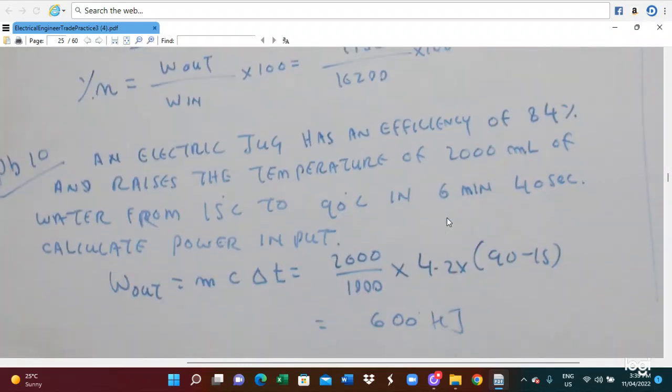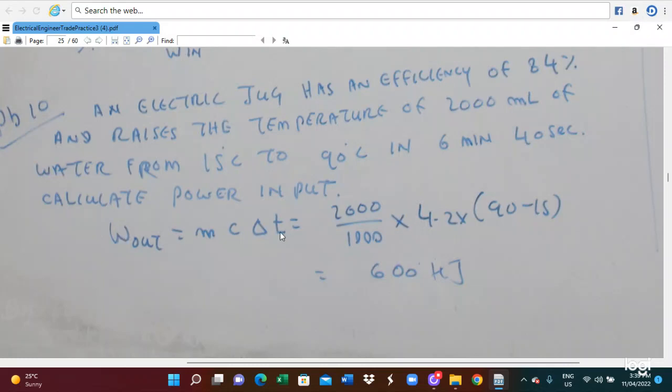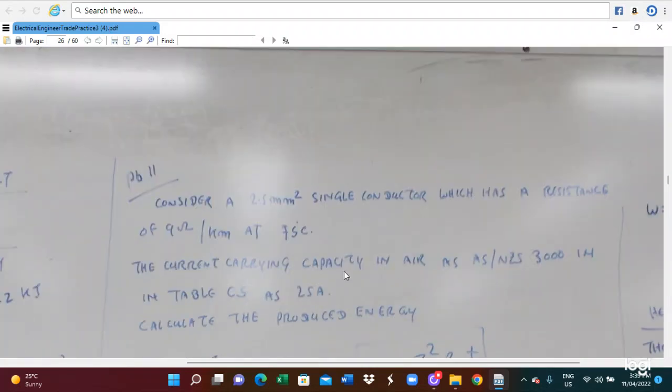The next problem is: an electric kettle has an efficiency of 84%, and it raises the temperature of 2000 milliliters of water from 15 degrees centigrade to 90 degrees centigrade in 6 minutes 40 seconds. We have to calculate the power input. So W out equals MC delta T. Mass is 2000 milliliters, 2000 by 1000, and C is 4.2, and then for 90 minus 15, so therefore 600 kilojoules we calculated.